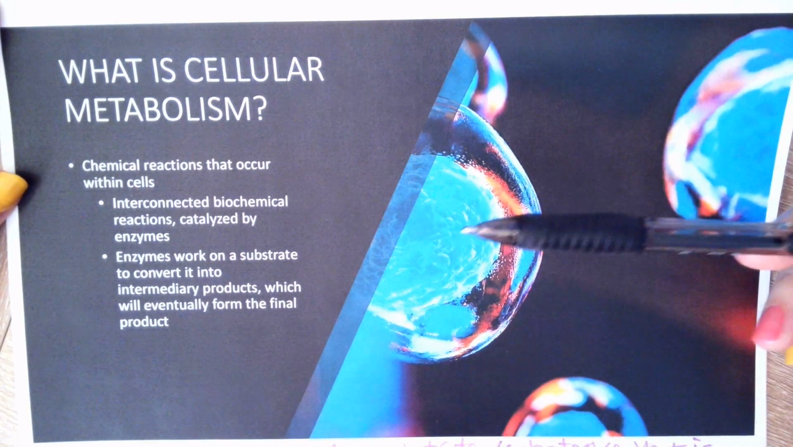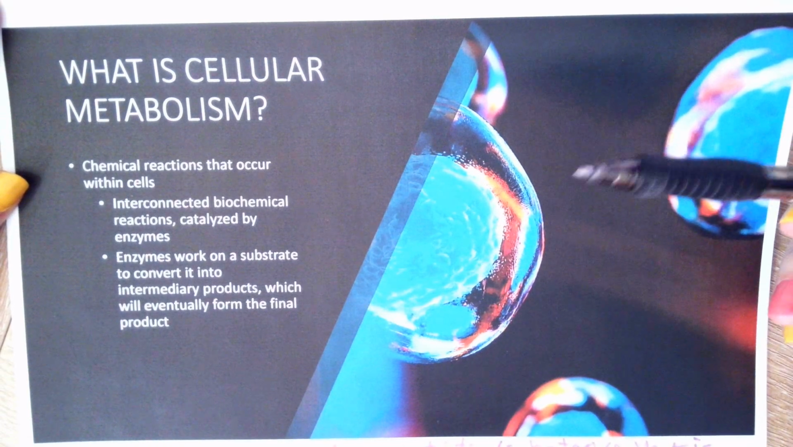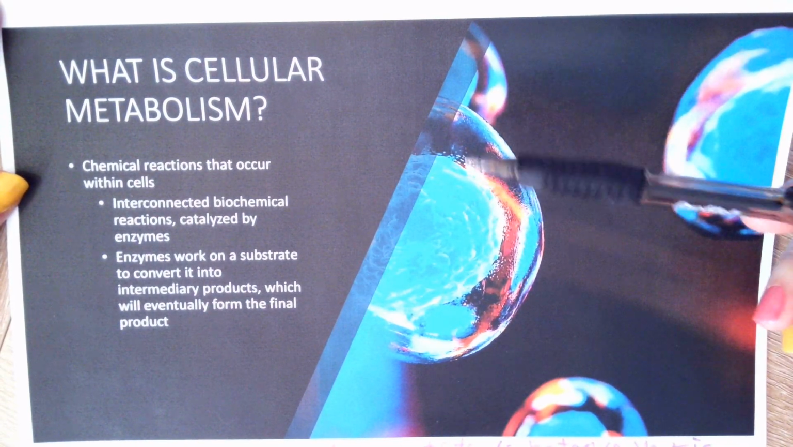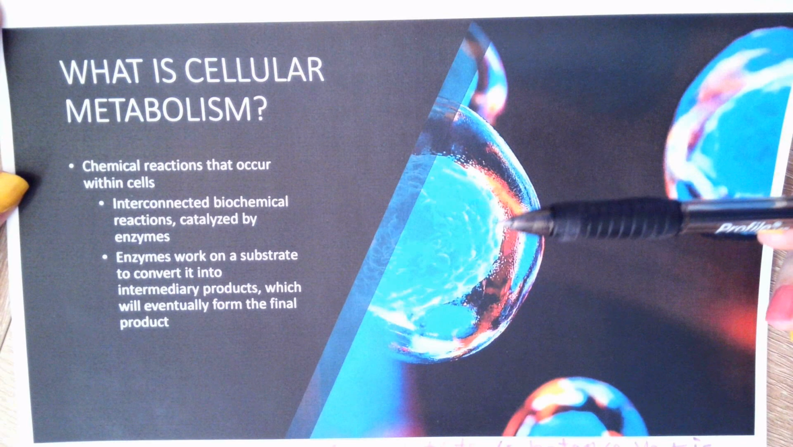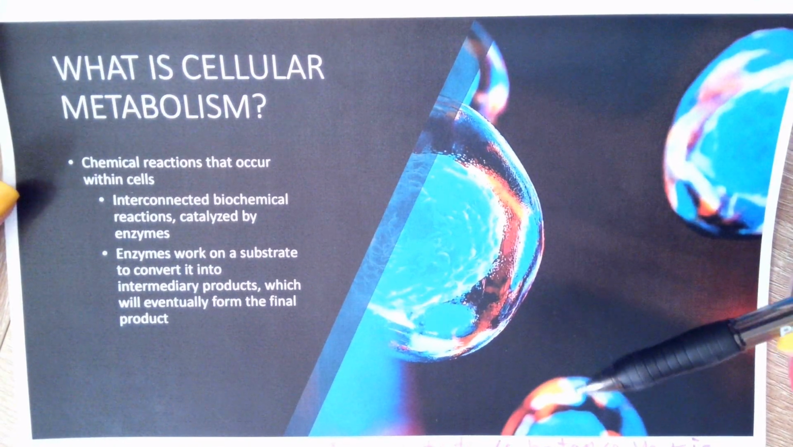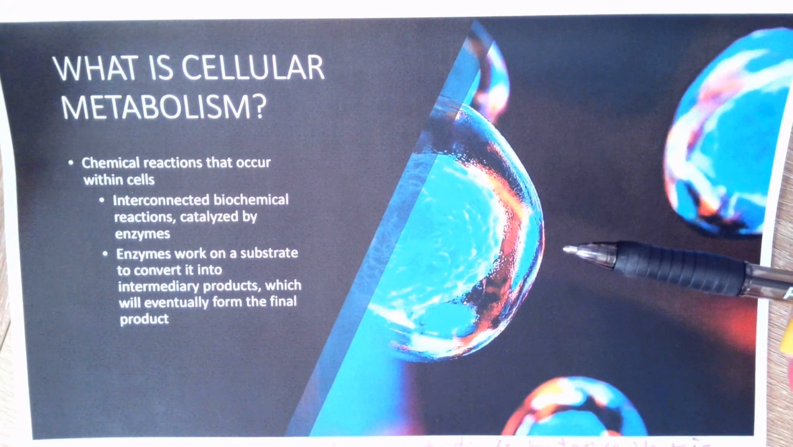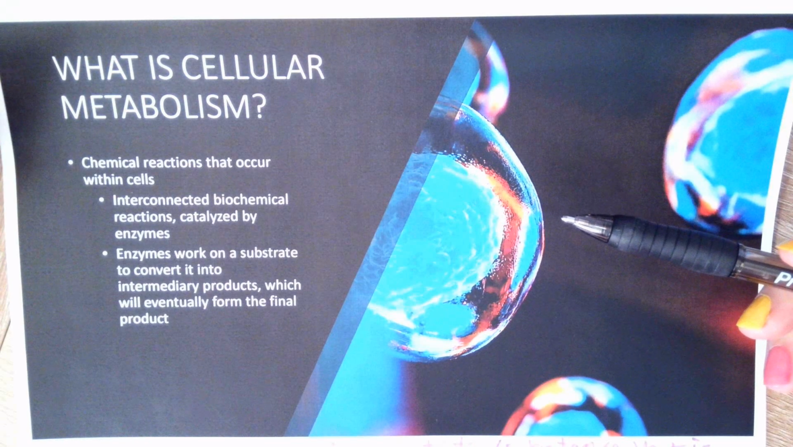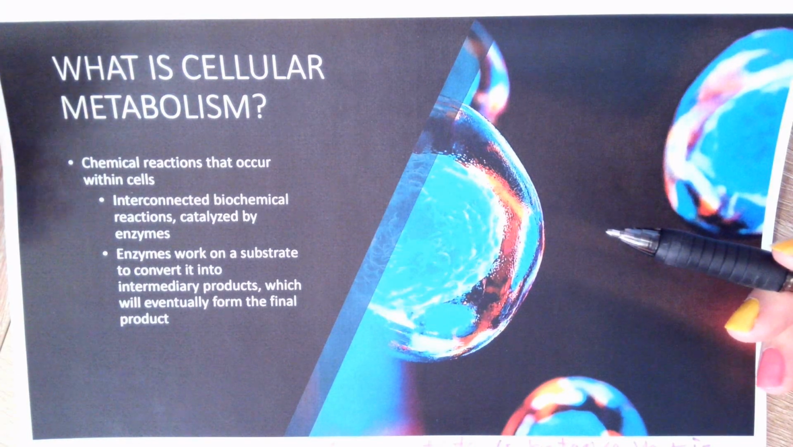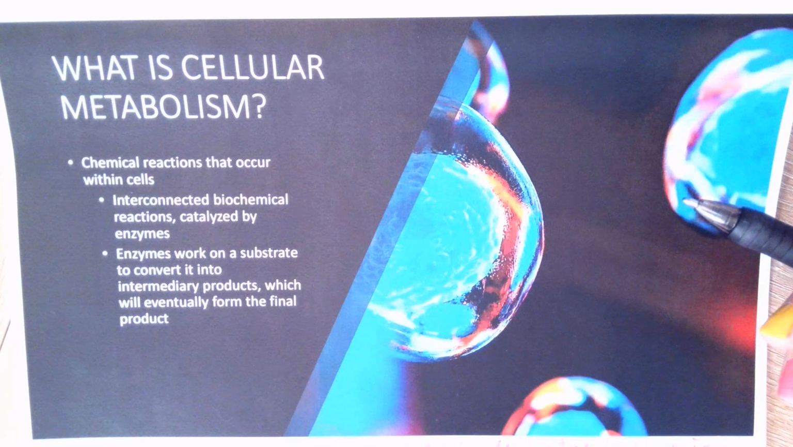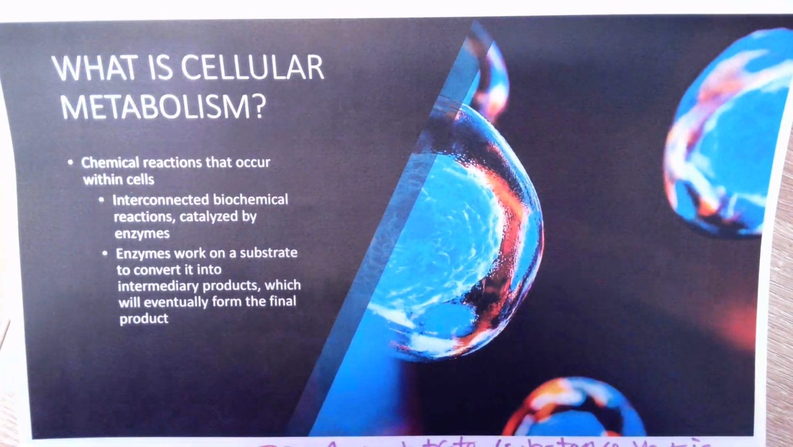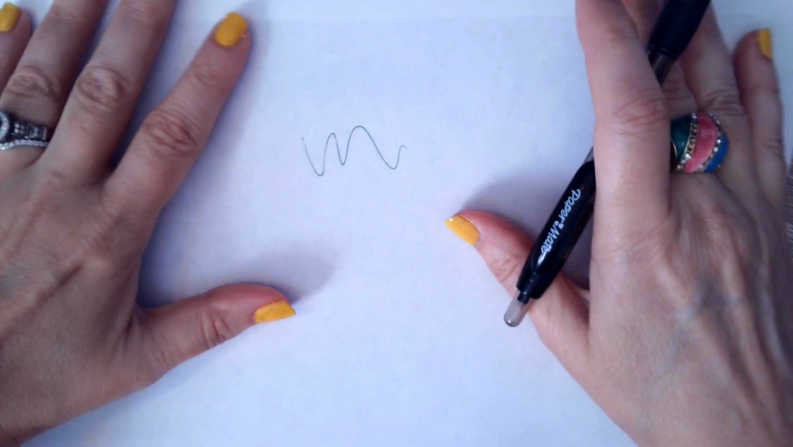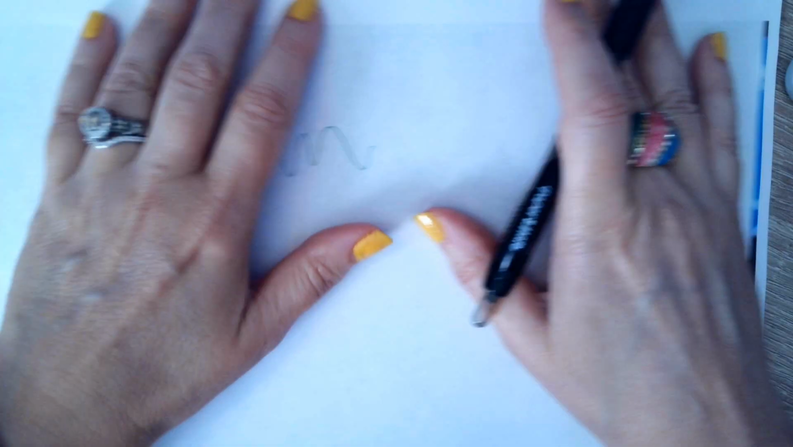for any sort of metabolic pathway where you have certain substrates, where a substrate is something that's being worked on. It's a molecule that's being acted on by an enzyme, and then you get an intermediary product, which then leads you to maybe another reaction and then another intermediary product.